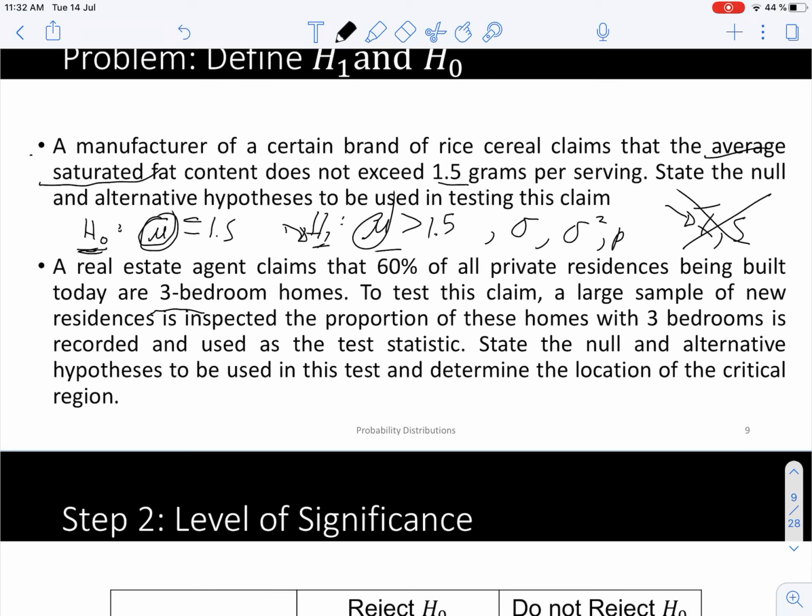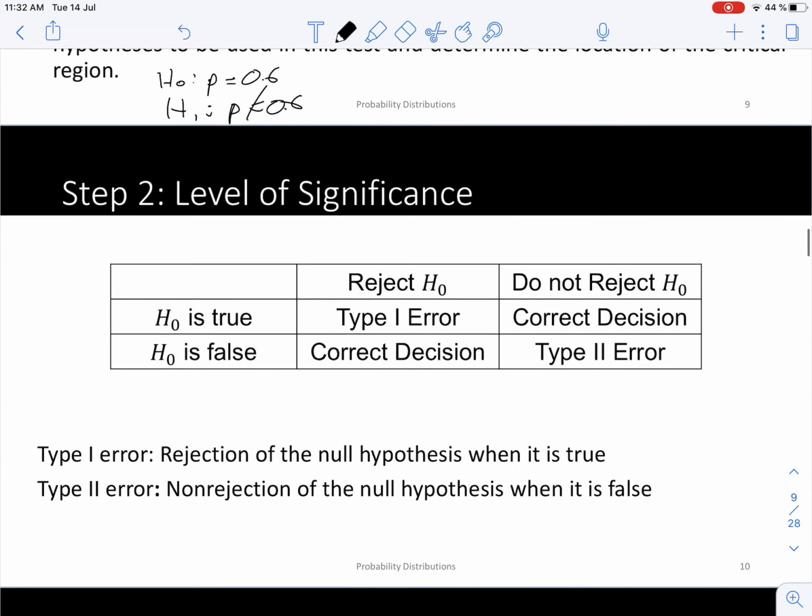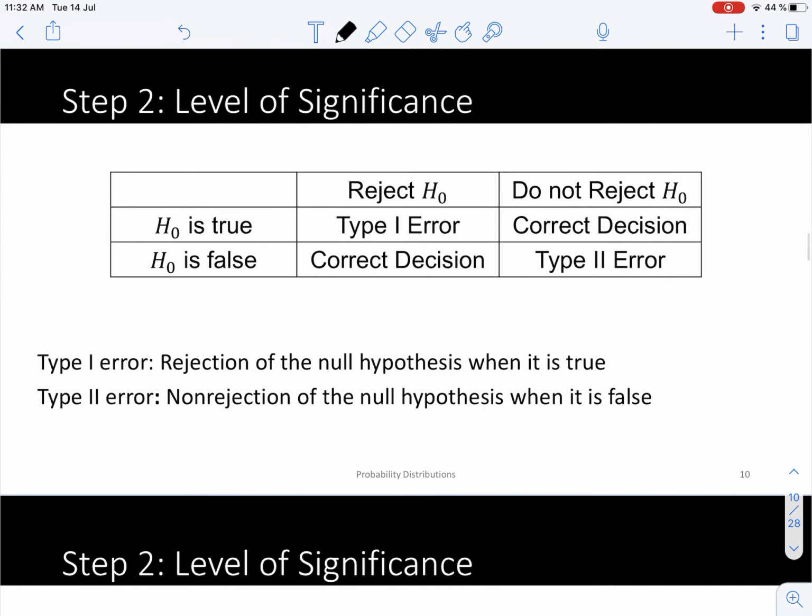Alright, so here the claim is that a proportion, that's p, is equal to 0.6, right? So this will be the null hypothesis, the equal sign is included. And of course the alternative is that the proportion is different than 0.6. So this is step number 1, define the null and alternative hypothesis.